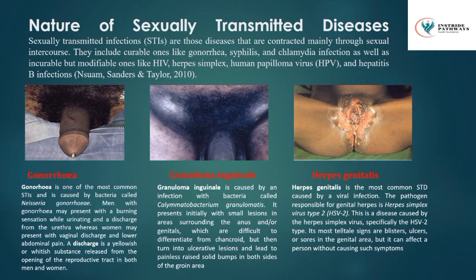So men with this type of disease may present with a burning sensation while urinating and discharge from the urethra. Women may present with vaginal discharge and lower abdominal pain. The discharge may be whitish, yellowish, and so on. And the smell that this discharge produces is very harmful. It is not good at all.